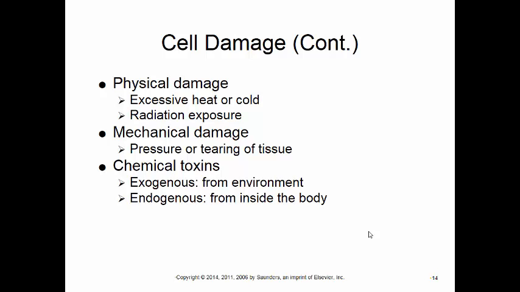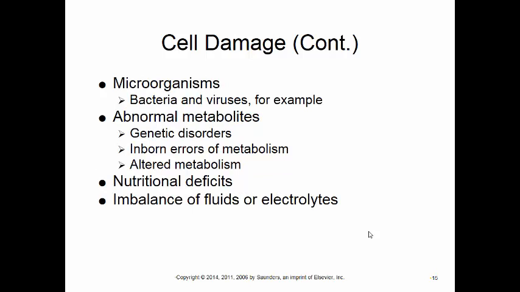So a lot of autoimmune responses are endogenous. We can also have cell damage from microorganisms, such as bacteria and viruses. We can have abnormal metabolites, where we're unable to process things correctly with our metabolism, and this is going to cause an altered state inside our body and cause cell damage. Things like gout. You think about gout, the buildup of uric acid. Also nutritional deficits, where we're not getting enough food and energy, or an imbalance of fluid or electrolytes. They can cause damage to the cells.